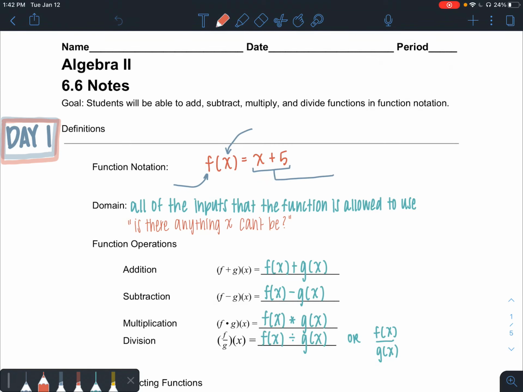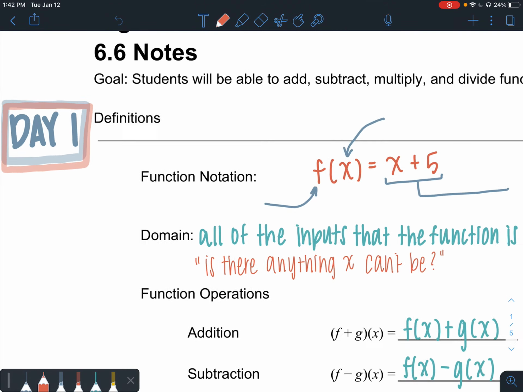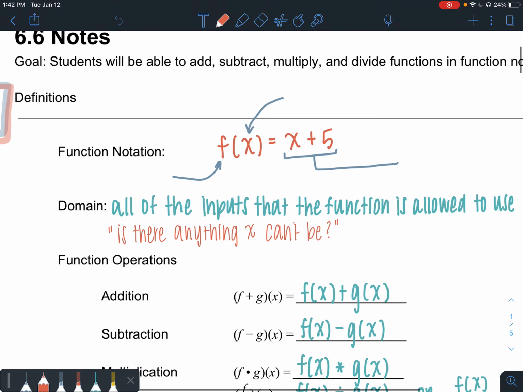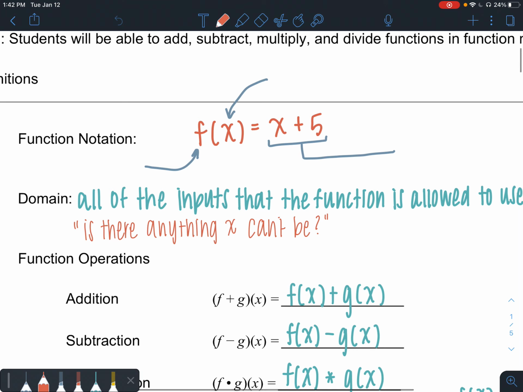Today we're talking about how to add, subtract, multiply, and divide functions in function notation. First, we have to cover what function notation is. I've divided our notes into two sections, day 1 and day 2. Okay, so here's function notation. Here we have f of x equals x plus 5.